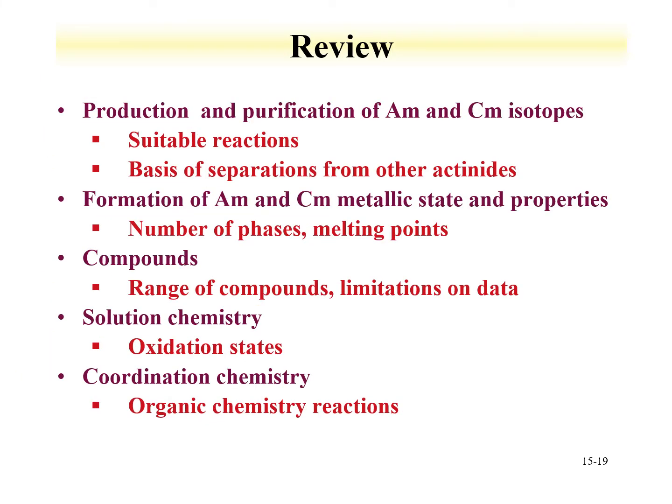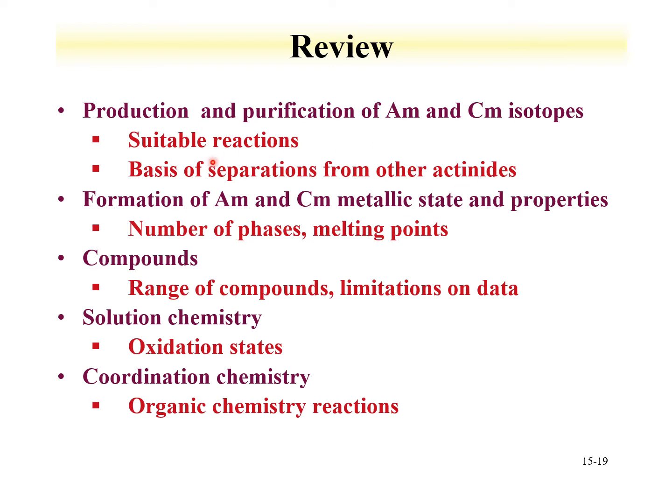An overview of this lecture is presented here. The important information is the production and purification of americium and curium isotopes, identifying that curium-244 and curium-248 are important isotopes for doing chemistry. As for americium, it's the 241 and 243. Understanding how these isotopes can be produced and how they can be separated should be an outcome of this lecture.